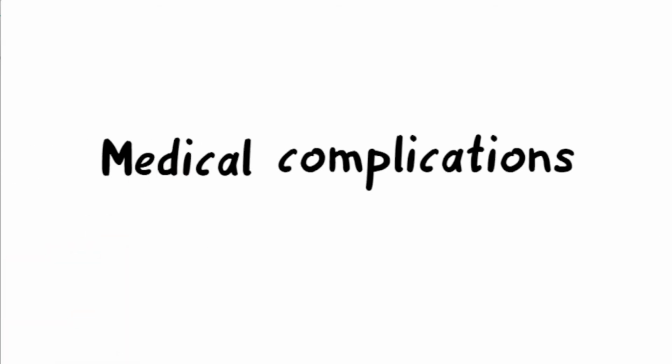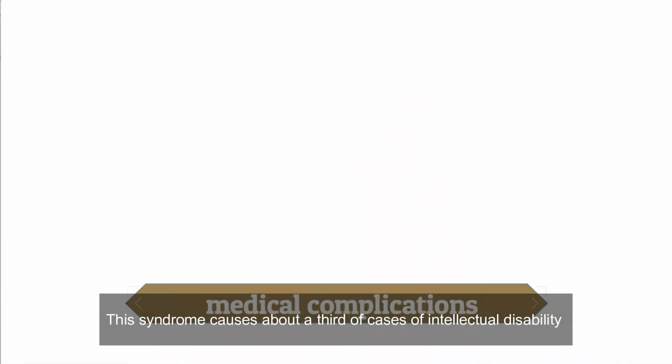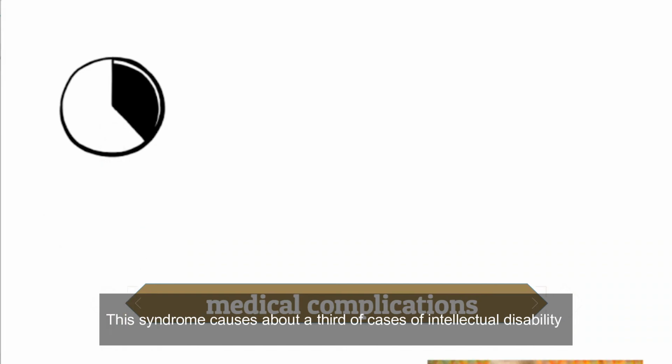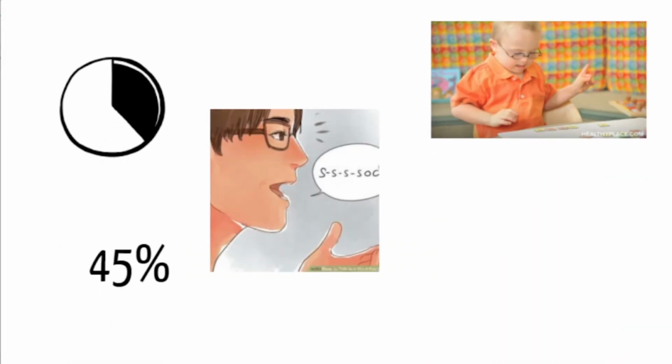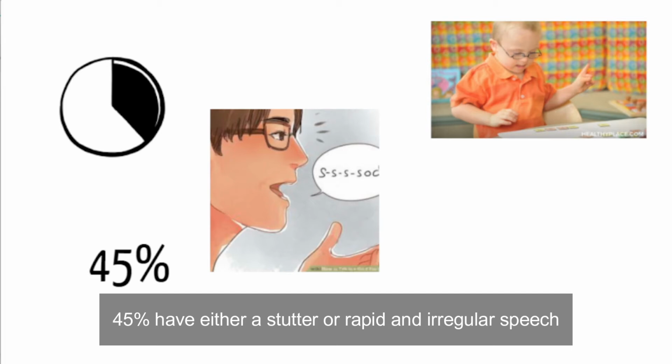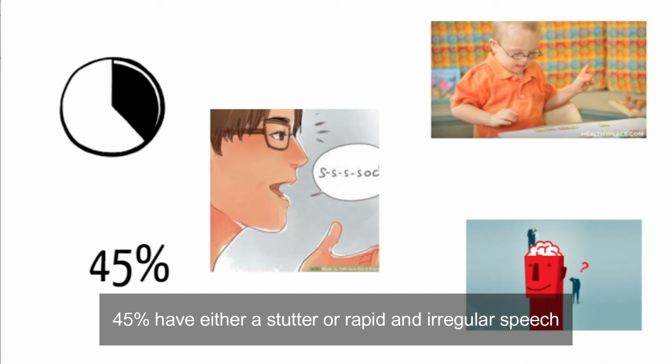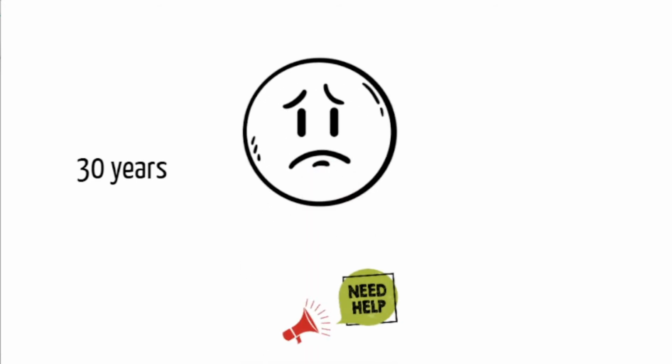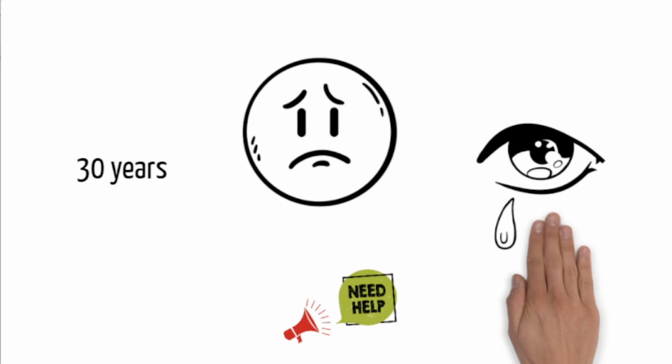Medical complications. It causes about a third of cases of intellectual disability. 45% have either a stutter or rapid and irregular speech, making it difficult to understand them. After reaching 30 years of age, some may lose their ability to speak. People with Down syndrome experience a wide range of emotions.